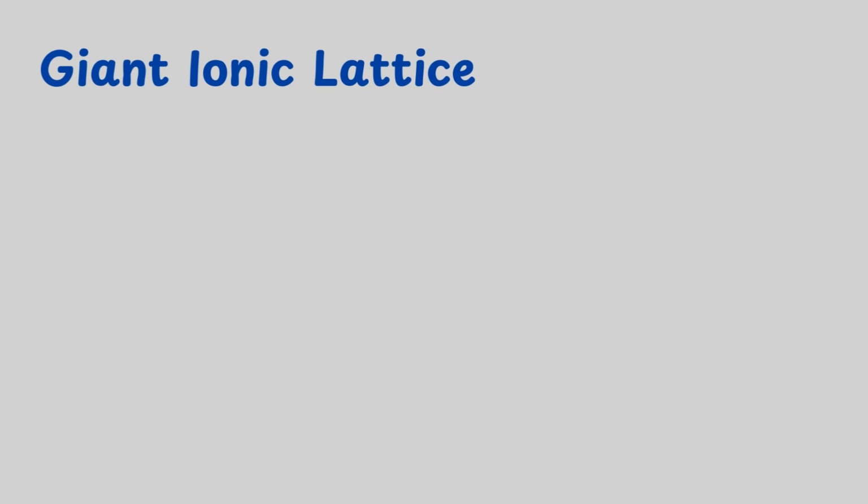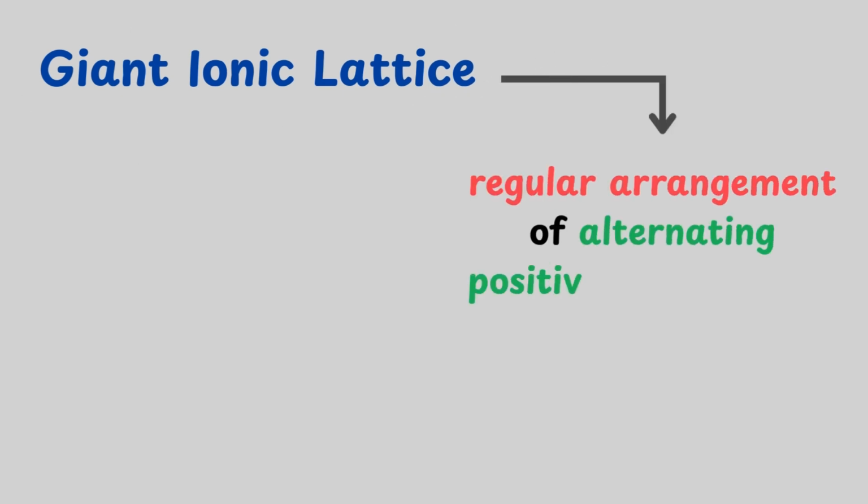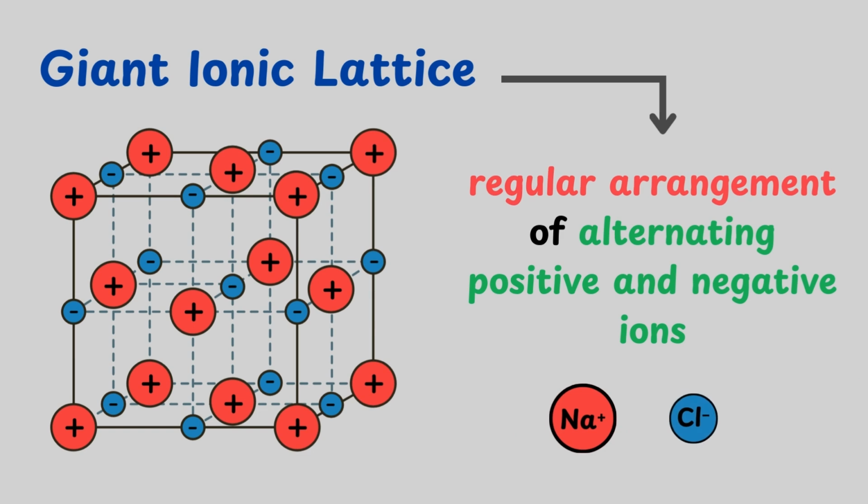A giant ionic lattice is a regular arrangement of alternating positive and negative ions. The diagram shows what this looks like. The positive ions are Na+ ions and the negative ions are Cl- ions. Most ionic compounds look like this in the solid state.